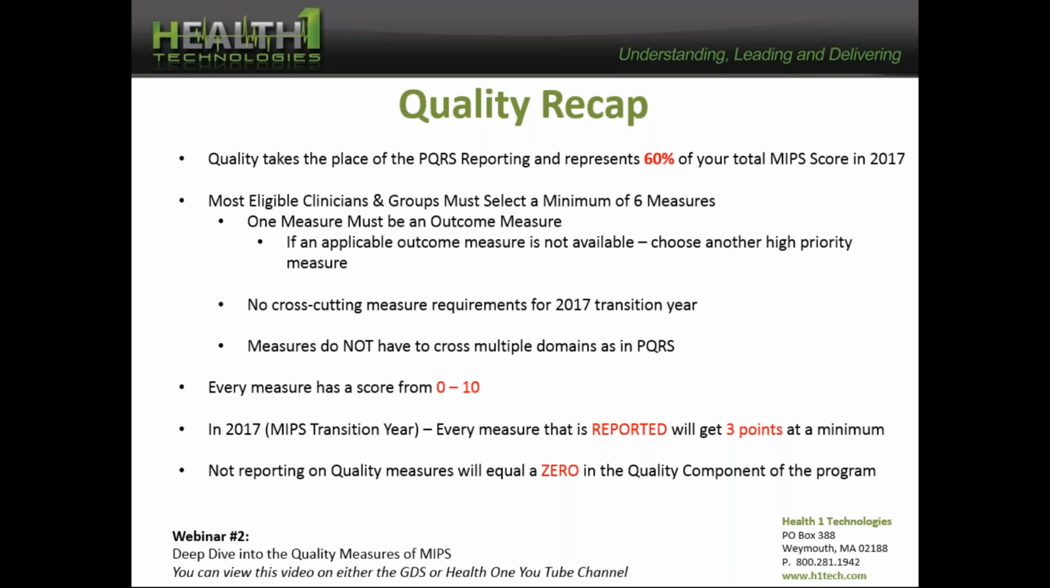Depending on your performance, that score might get more, might get less. Every measure that you report on is going to get you a minimum of 3 points. So if you report one measure, you have 3 points under the quality program. If you don't report anything, you get a 0. And again, if you want to see that in more detail, that's on our second webinar, Deep Dive into the Quality Measures and Myths.